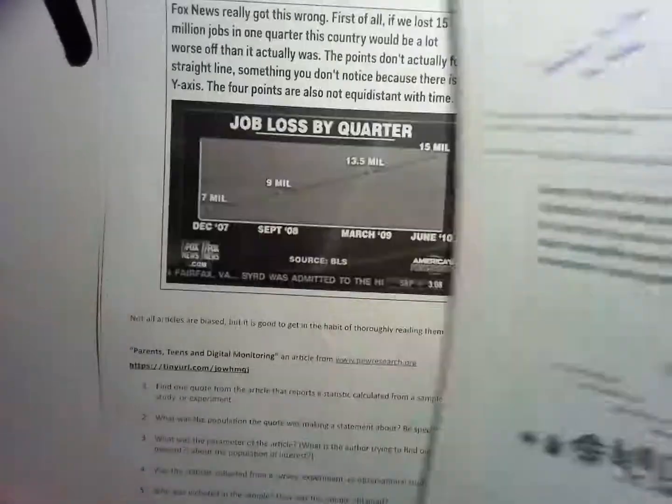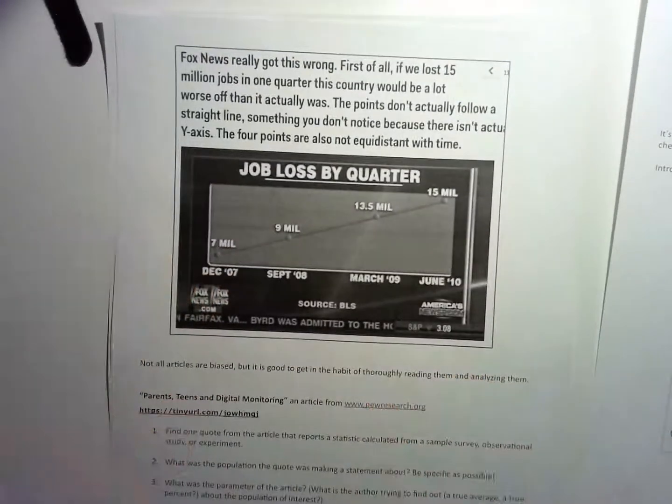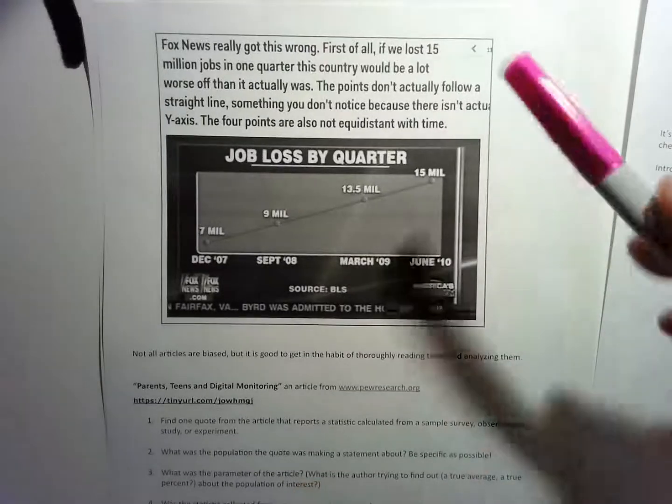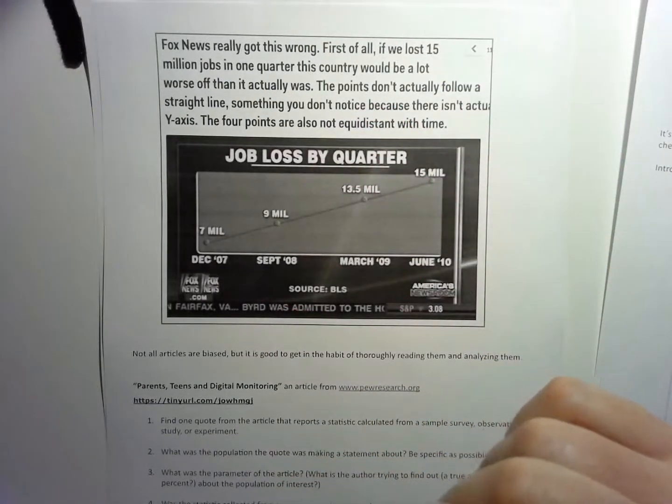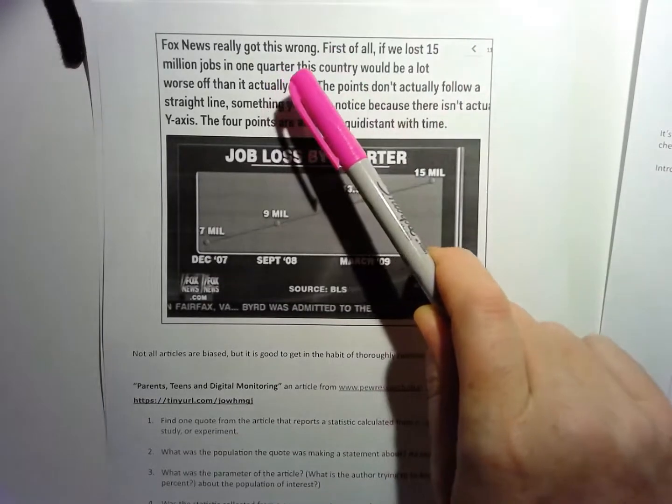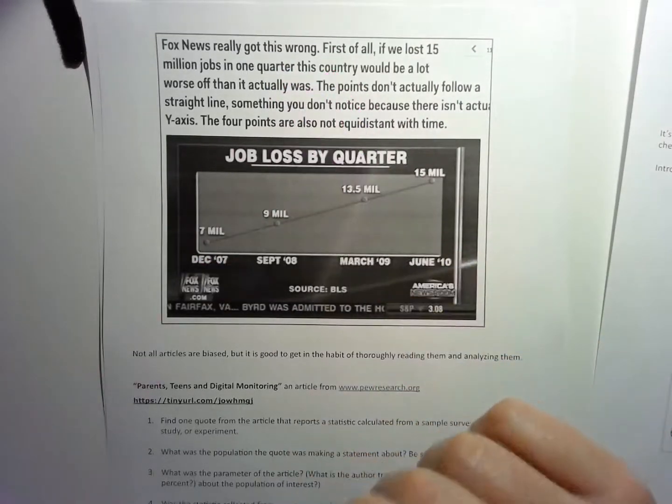Okay, so you're going to watch this TED Talk. These are just some examples on paper, or actually on your computer. I just printed them out. So here's another one on job loss by quarter by Fox News. Fox News is notorious for doing things like this. So this graph is, first of all, if we lost 15 million jobs in 1 quarter, this country would be a lot worse off than it actually was.